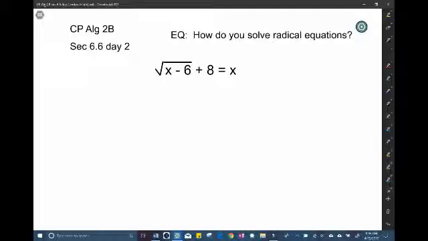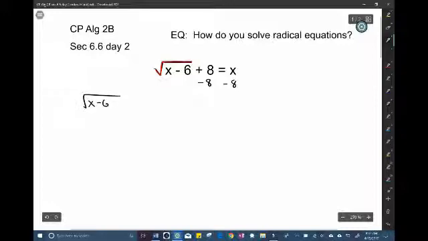Just remember, to solve radicals, one of the first important things to do is get the radical by itself. So we want to get the red radical all by itself. To do that, we're going to subtract 8 from each side. So what we end up with is the radical of x minus 6 is equal to x minus 8. Now, to get rid of a radical sign, you can square the one side.